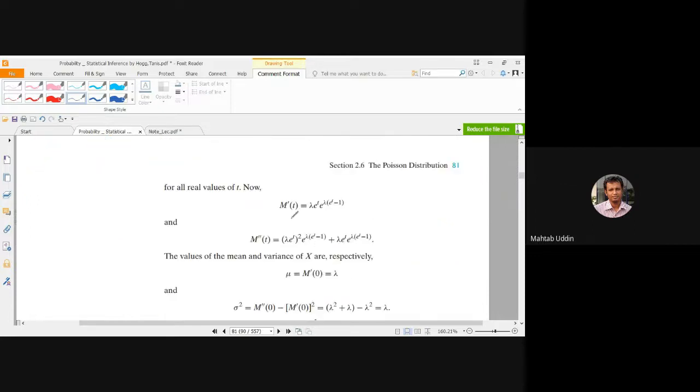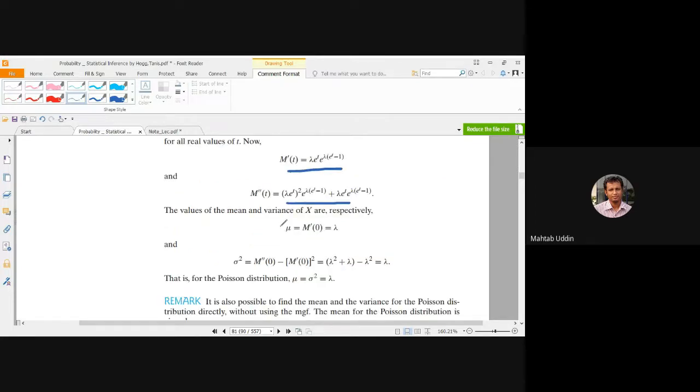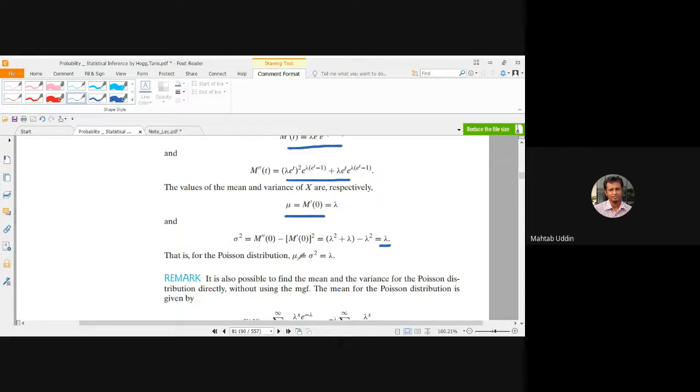Then we can take the first derivative with respect to t, second derivative with respect to t, as usual. We get the mean M dot of 0 equal to lambda, and the variance M double dot of 0 minus M dot of 0 whole square, after calculation, once again lambda. So the Poisson distribution is a special distribution for which both the mean and variance are lambda. So what is the standard deviation? Root lambda. Okay.